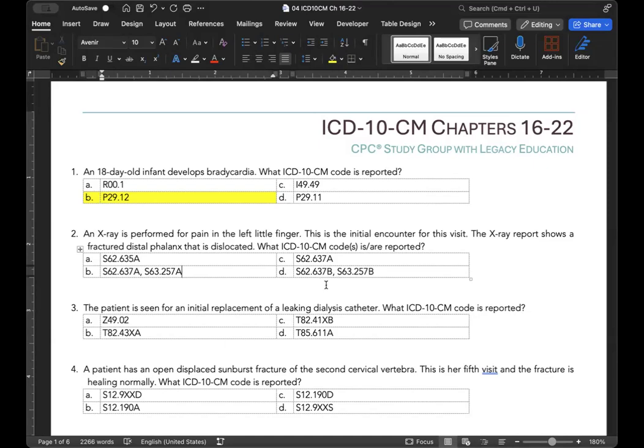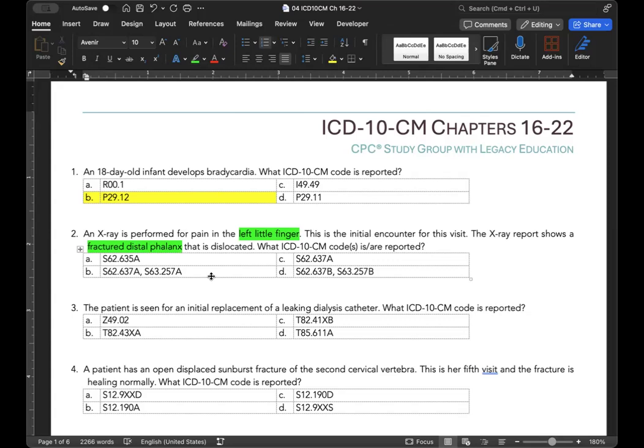So let's go take a look at the S62.637, see if that is our correct code. If it's the correct code, then we can determine whether the A or the B is the correct seventh character. So again, S62.637. That 637 is the displaced fracture of the distal phalanx of your left little finger, which is what we've got, right? Left little finger is the anatomic location. Fractured distal phalanx that is dislocated.